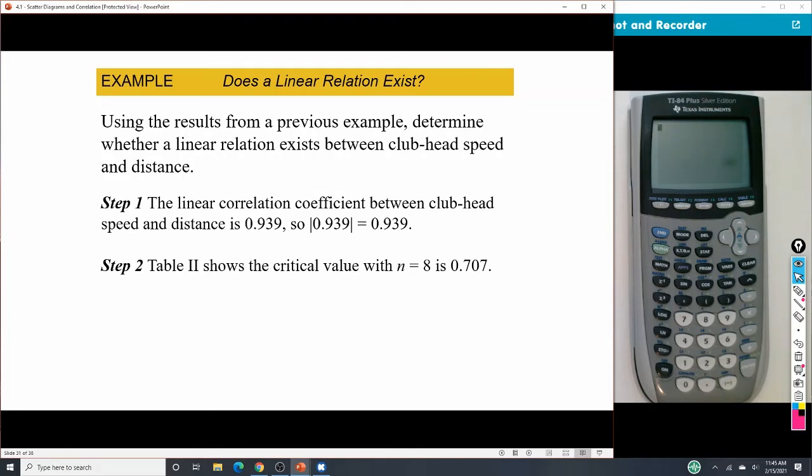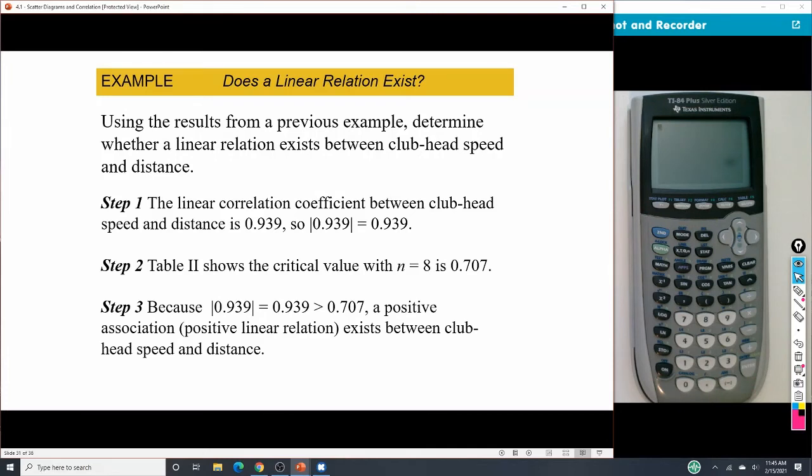Now, they got N as 8 because there were 8 items on the table, 8 points that they were graphing on there, okay? So if we were to go back to that table, you would see that there are 8 points, 8 x values, so to speak, and so they would compare that. So since 8 gave us a critical value of 0.707, our 0.939 is greater than that, and therefore there is a positive association, okay?